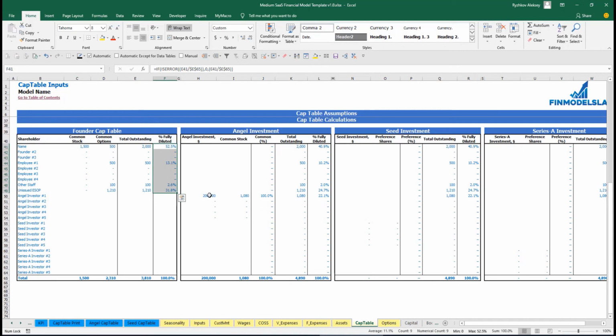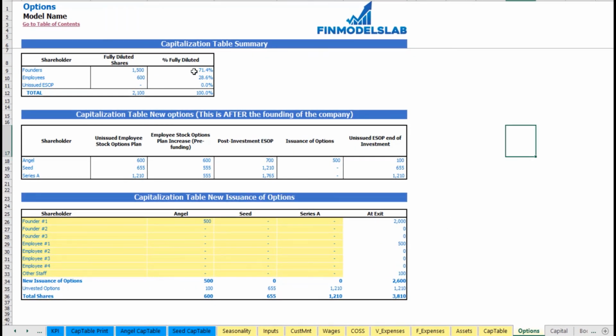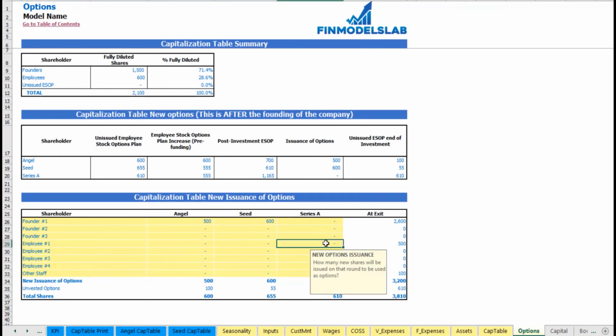In the next step to the right, you can see the angel investment amounts, count of shares, and the dilution after angel round, seed round, and Series A round. Additionally, you have Options tab, where you can see the Capitalization Table summary on the top. You can see the Capitalization Table new options, which is angel, seed, and Series A. And you can input the capitalization for new issuance of options. For example, founder 1 can have in seed round another 600 options. Employee 1 can have in Series A some 300 options.